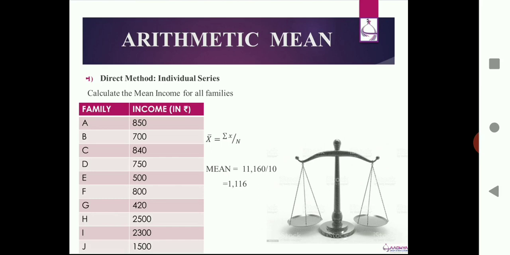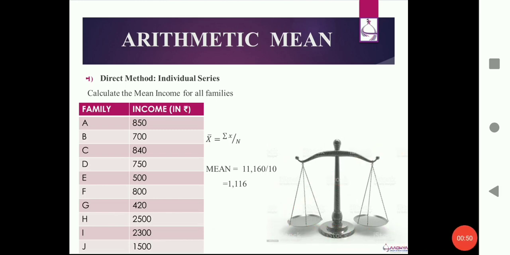Now the mean formula is sum of all observations divided by the number of observations. So it is very simple to calculate. We add up the income of all the families. So when we do that, we come to a total of 11,160 and we divide it by the number of observations, which is 10, which gives us the average mean income of this family as 1,116 rupees.